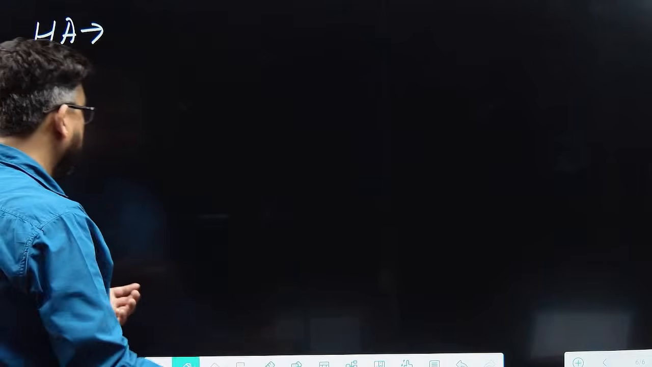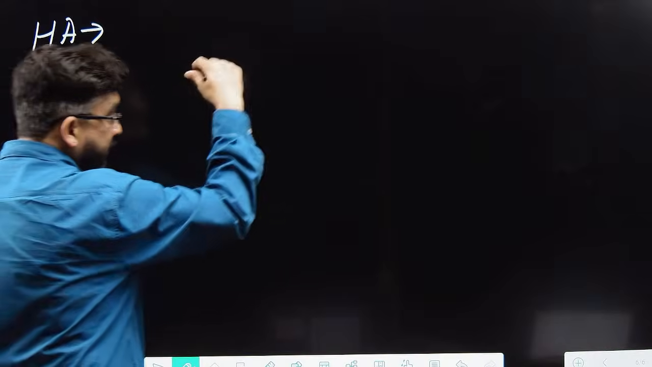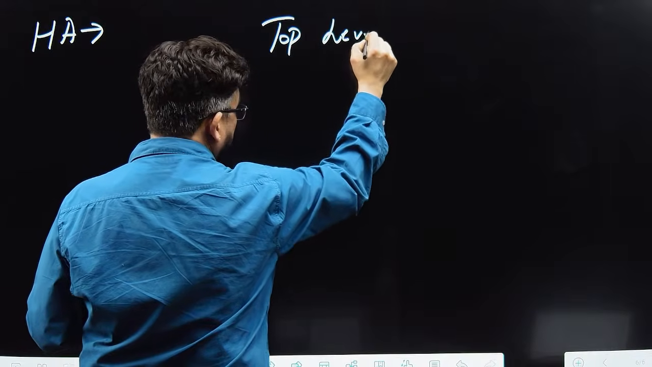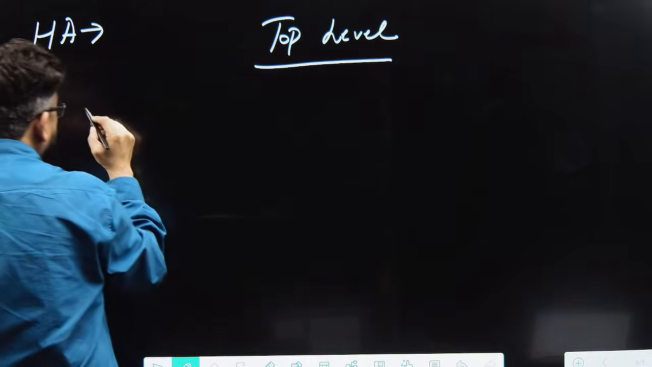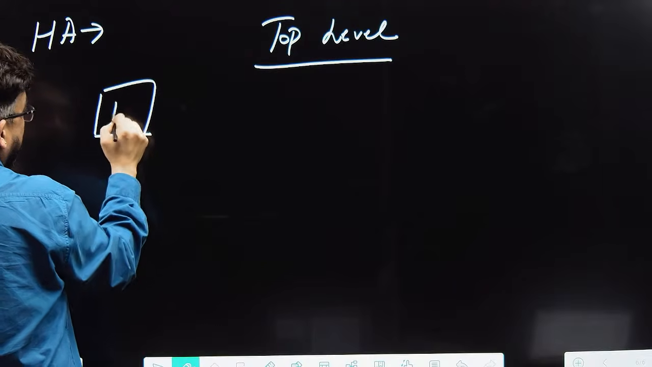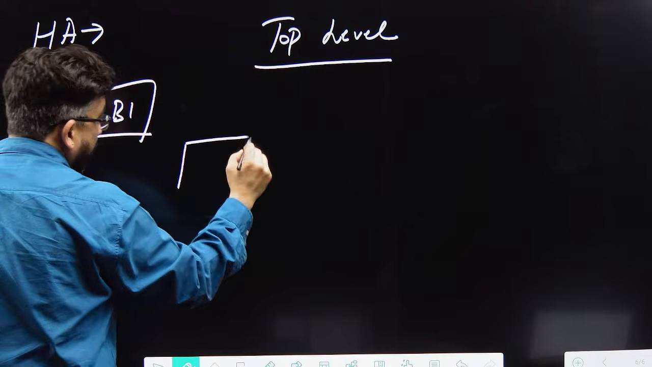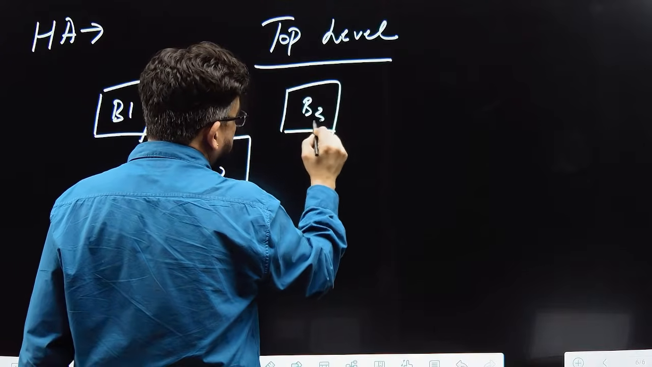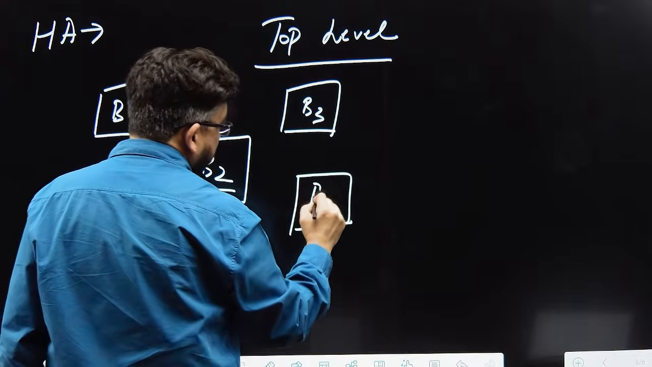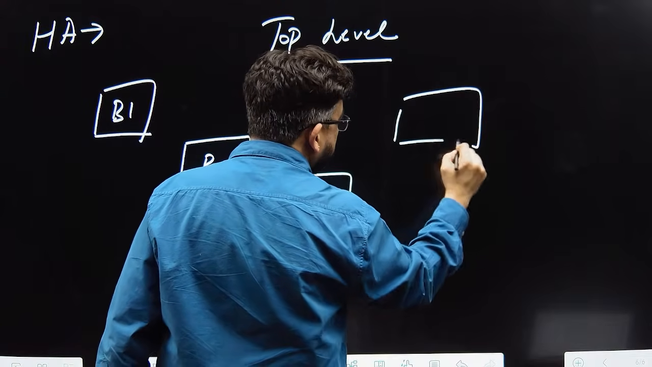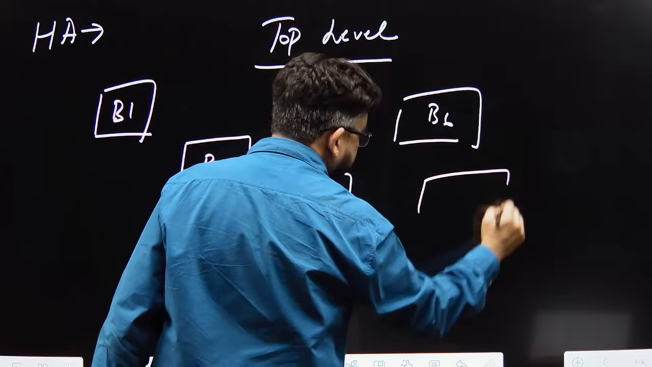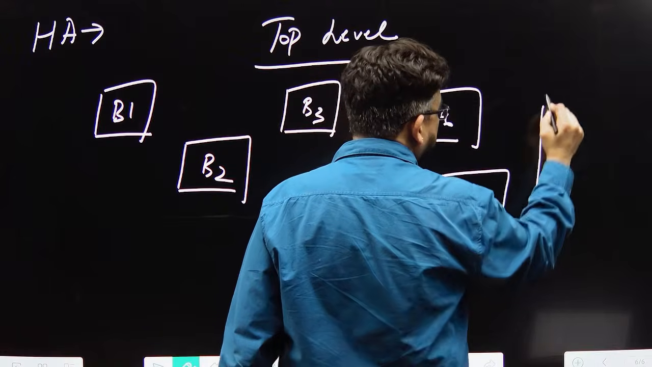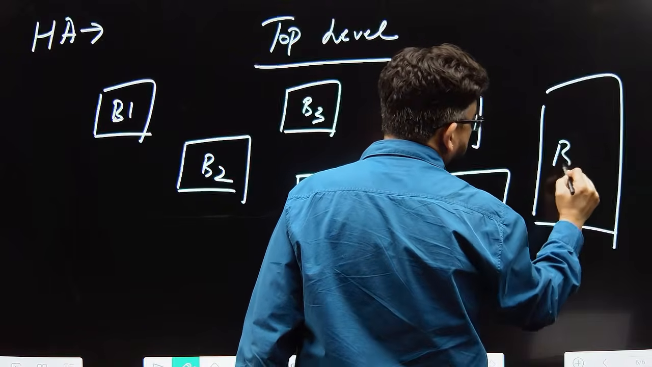For example, what is basically a top level? I'm helping you understand why it is required. Suppose this is your block 1, you have block 2, block 3, block 4, then block 5, block 6, and then you have one big block where the output is coming, block 7.